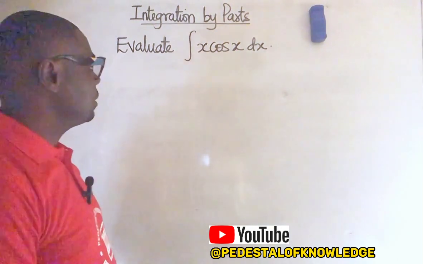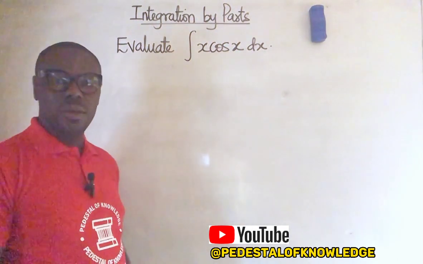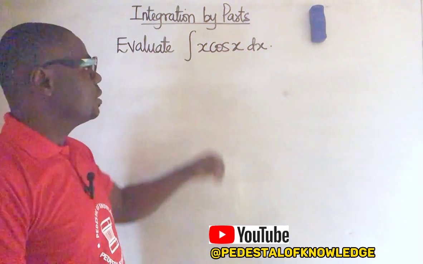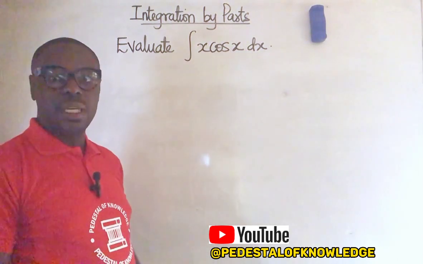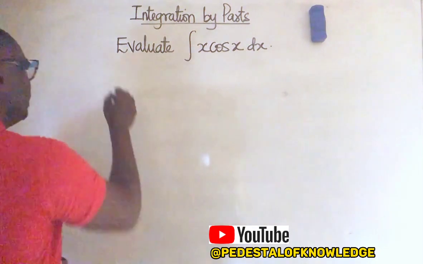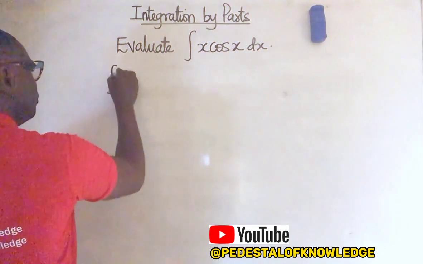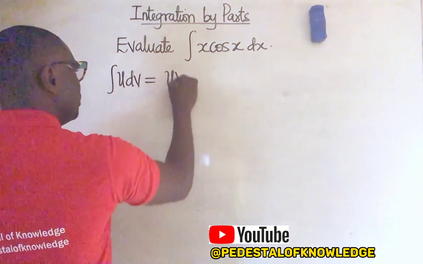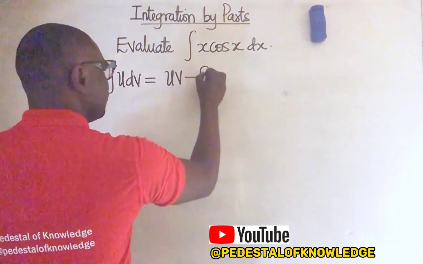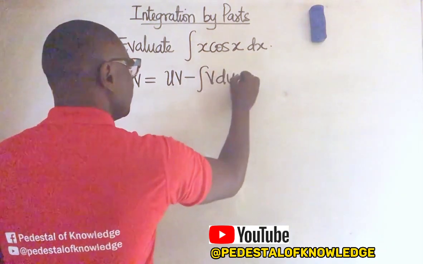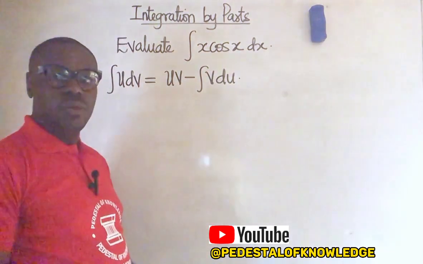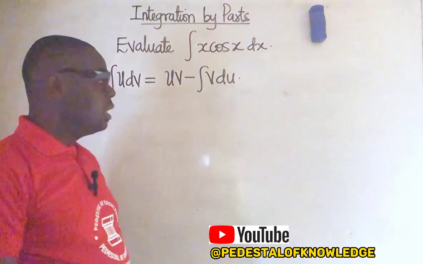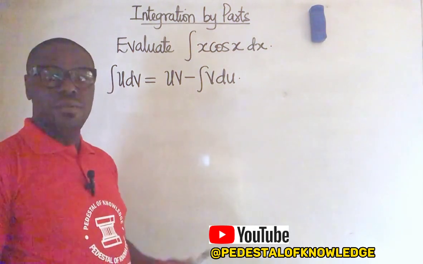Now, integration by parts is normally used to find the integral of product functions such as this. The formula for integration by parts states that the integral of u dv is equal to uv minus the integral of v du. So what it means is that we pick one of the terms and call it u, and pick the other term and call it dv.